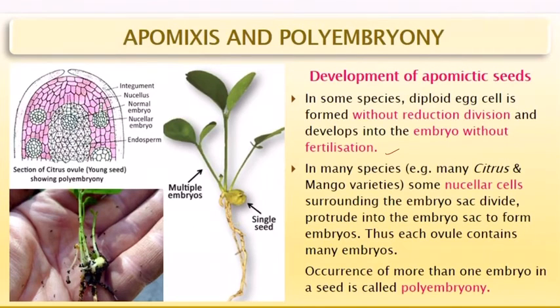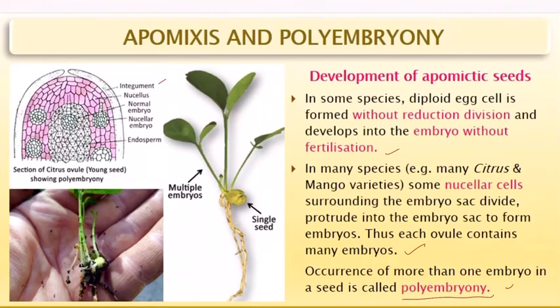And then in some species, a diploid egg cell is formed without reduction division and develops into an embryo without fertilization. This is the secret of how apomictic seeds are formed. There is no meiosis in the diploid egg cell. In many species, like citrus and mango varieties, some nucellar cells surrounding the embryo sac divide and protrude into the embryo sac to form embryos. Thus, each ovule contains many embryos.